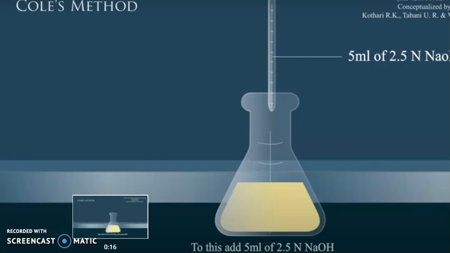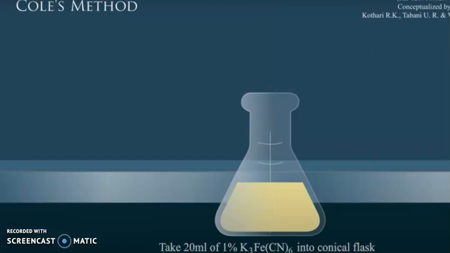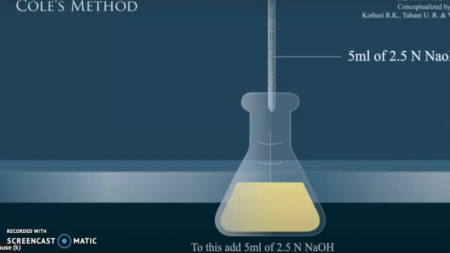So the first one is, we take the potassium ferricyanide in our conical flask. Then we are adding the NaOH to create the alkaline condition, basic condition. Now after creating the basic condition, we are adding the methylene blue indicator in that solution.